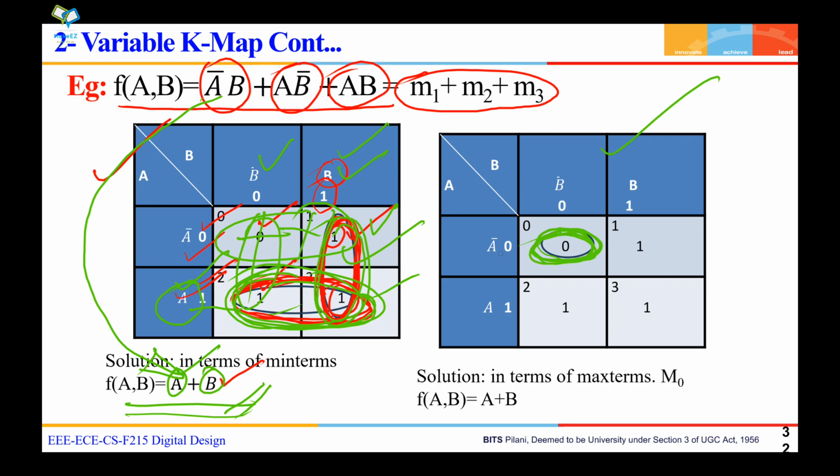Now what is this? This is a bar, b bar. See here, a bar, b bar. So now it is 0 0. So what is the max term for 0 0, which I told you in my previous video? The max term for 0 0 is a plus b. Yes or no, right? So the max term for 0 0 is a plus b. So hence it is a plus b. This is the max term.